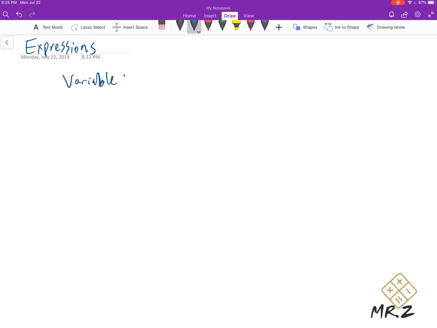It's nice to write stuff down. It helps a little bit. Variable, symbol, or letter that represents a number. Represents a number. Yay. So, good. Handwriting is beautiful. Don't say anything.